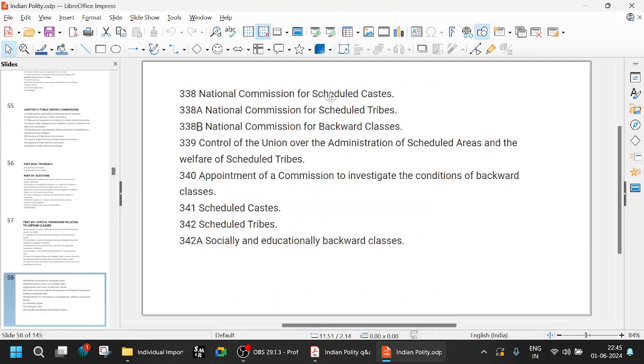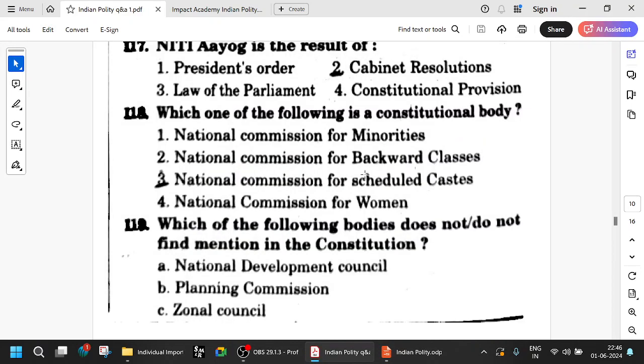So this National Commission for Scheduled Castes is 338. National Commission for Scheduled Tribes is 338A. And 338B is National Commission for Backward Classes. So this National Commission for Backward Classes is also now a constitutional body because it was added in 338B. But when this question was asked, this was not there yet. That's why. Otherwise, minorities and women is not a constitutional body.